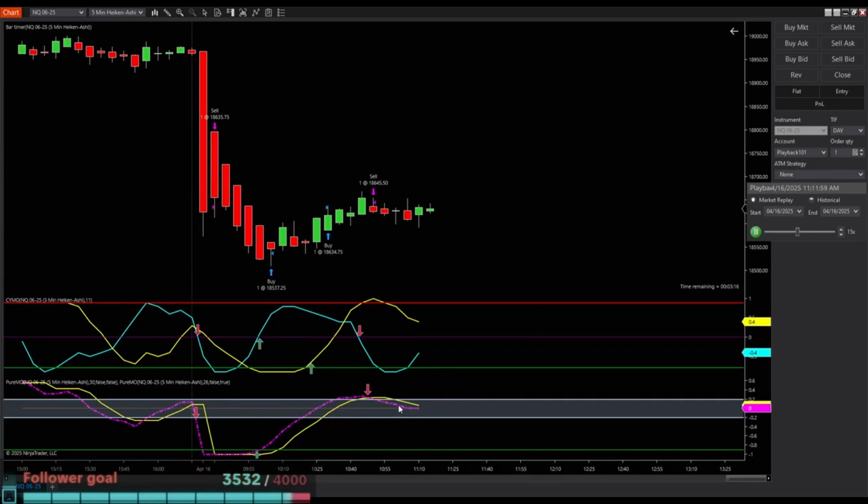Okay, now right now you see PureMO going sideways. Normally when PureMO goes sideways, guys, this is telling you that the market is consolidating, okay? There is nothing to trade right here, okay?